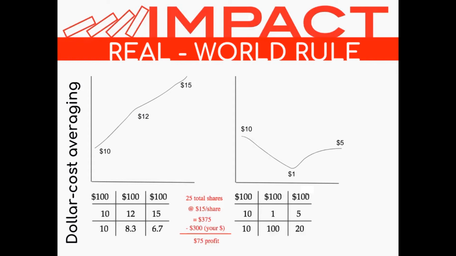Of course, nobody can ever exactly time the market, but this shows what consistency of investing does over time, because as we do the math, we have 130 total shares in the graph on the right. We cash out after 3 months at $5 a share. We end up with $650, and the market hasn't even come back up halfway. We subtract out the $300 that we invested, and we have a $350 profit.